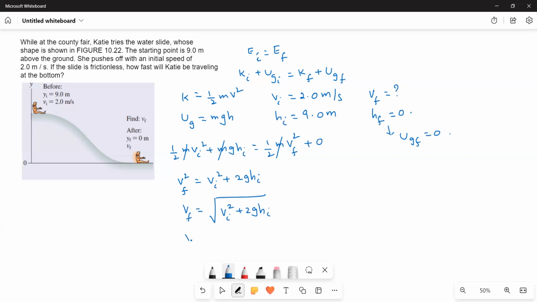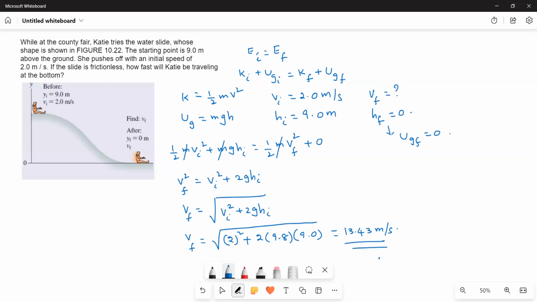Substitute the values. Vf is equal to square root of 2 square plus 2 times 9.8. g I am taking 9.8 and hi is equal to 9 meters. Okay. So this gives a value of 13.43 meters per second.